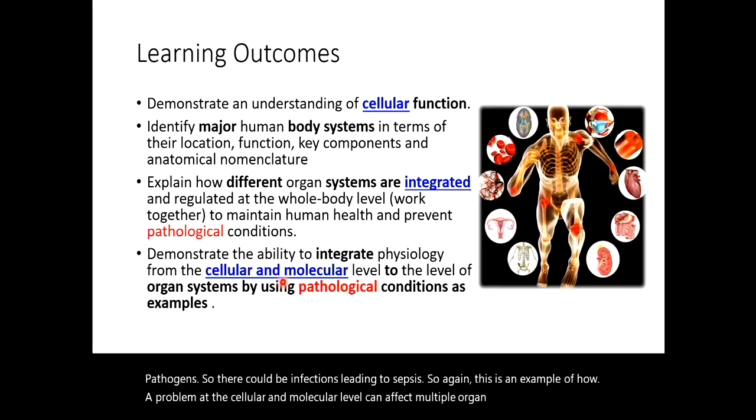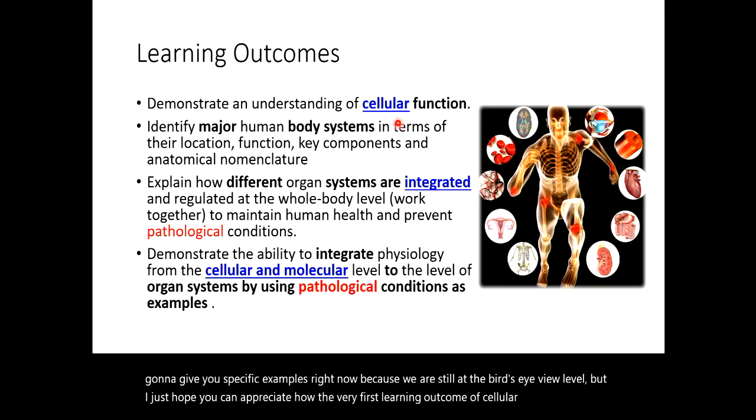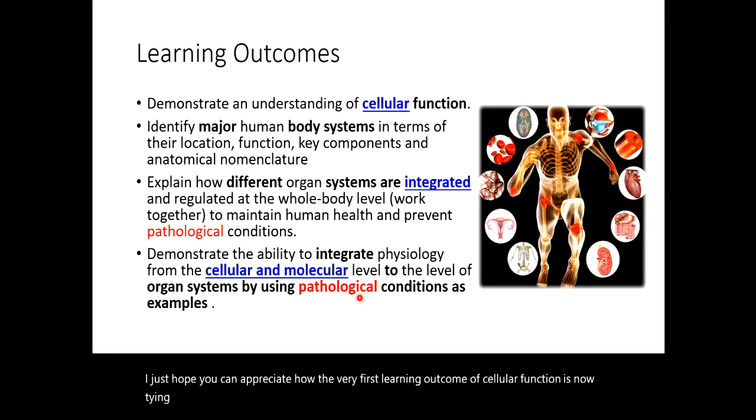So I won't give you specific examples right now because we are still at the bird's eye view level, but I just hope you can appreciate how the very first learning outcome of cellular function is now tying in with the very last learning outcome, where the cellular function can have an impact on various organ systems. Is that clear, folks? Yes?